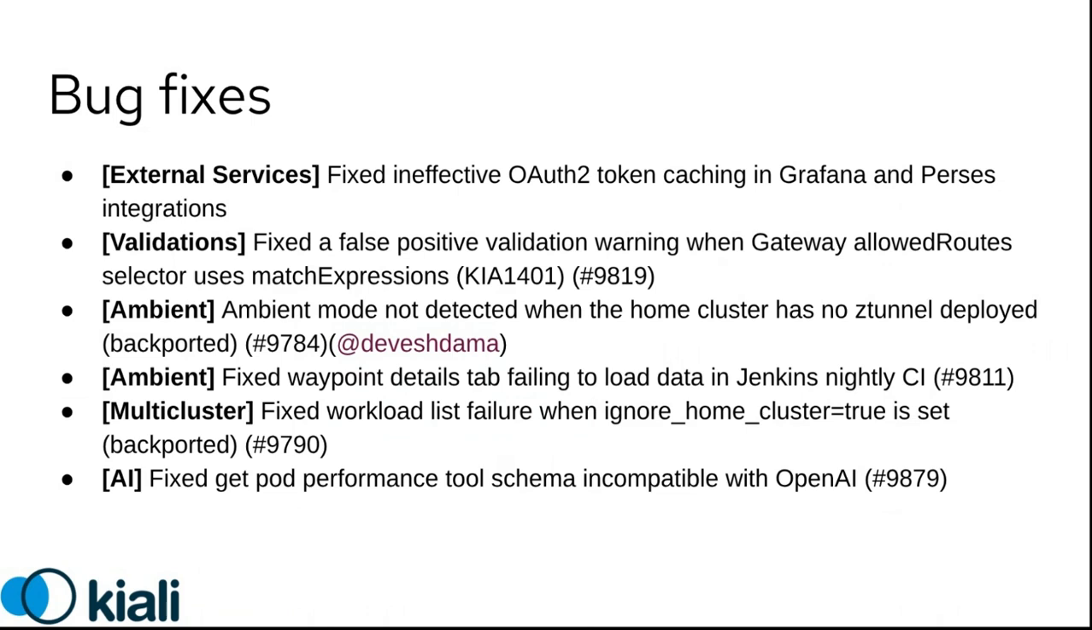And another bug fix related to multi-cluster. So in a multi-cluster setup, when you set ignore home cluster to true, that tells Kiali to treat the cluster where it's running as just infrastructure. So it's not going to show its workloads, for example. And the bug was that when this was set, the workloads list page would just give an error instead of loading the workloads from the remote clusters.